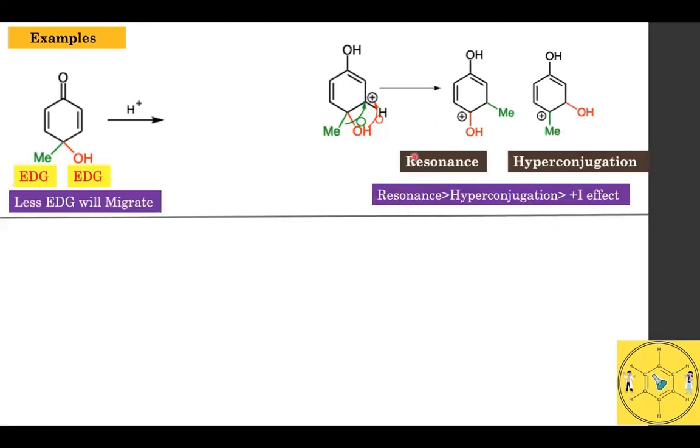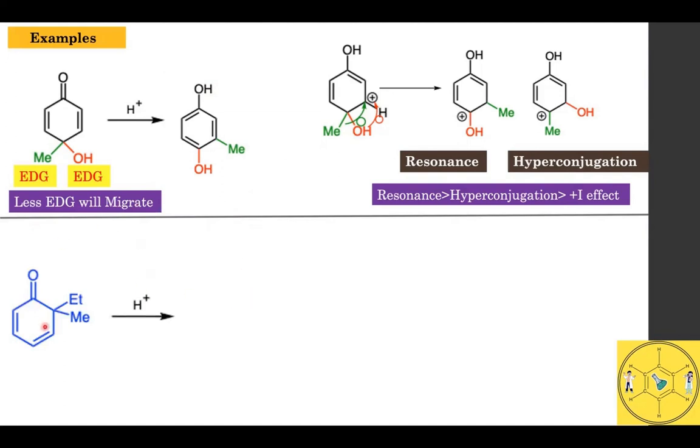So compared to this, this particular carbocation is more stable. Therefore, you will get the corresponding product. So in general, we can say the less electron donating group will migrate. So this is another example.